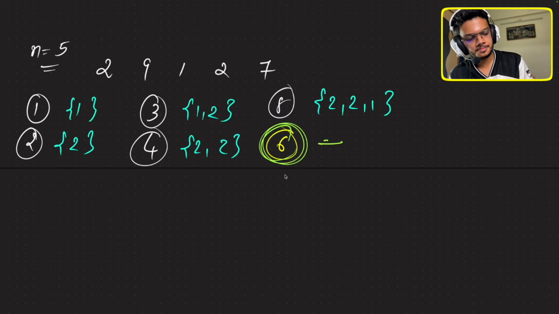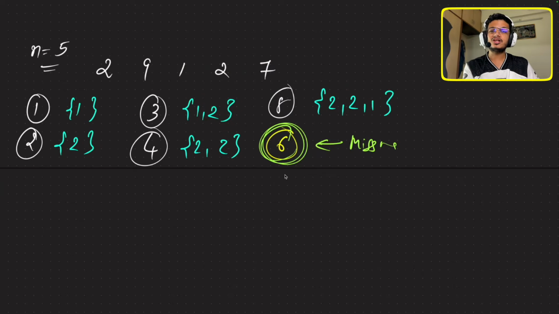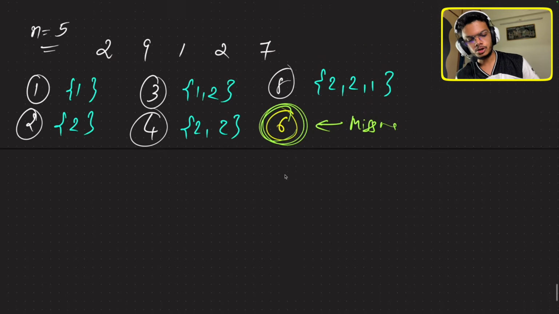So this is, you can say, the missing coin sum. You want to list the smallest sum which cannot be created using the coins present in this set of coins. So this you want to output. Fine. So how do you approach this question then?